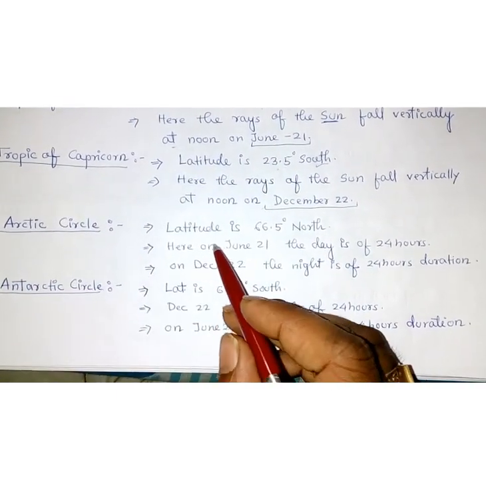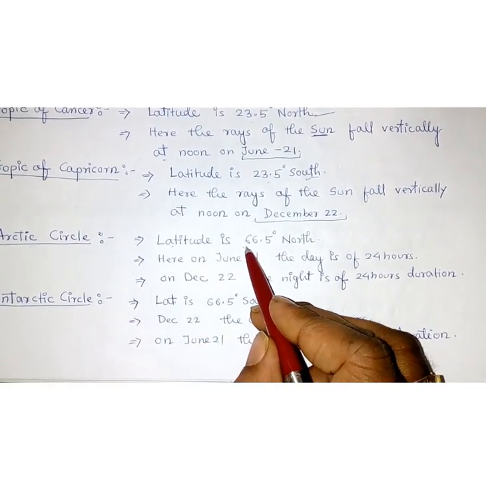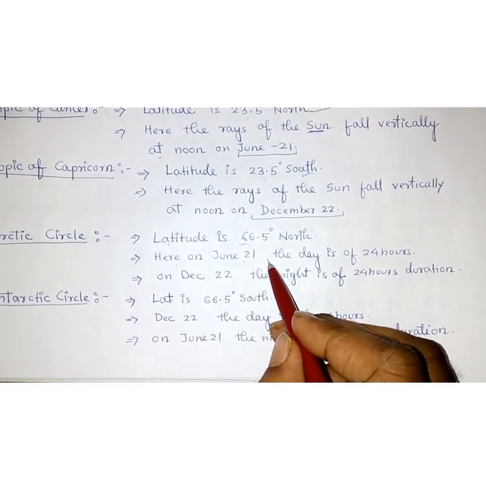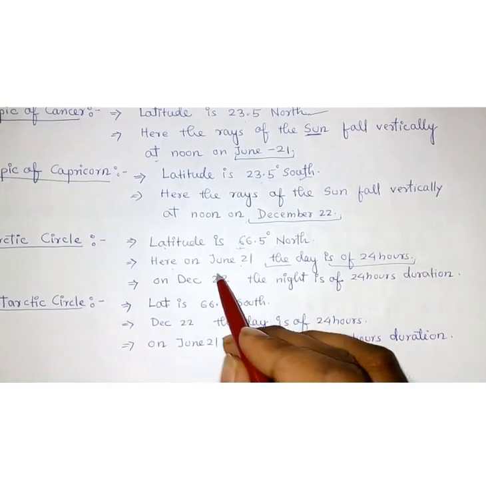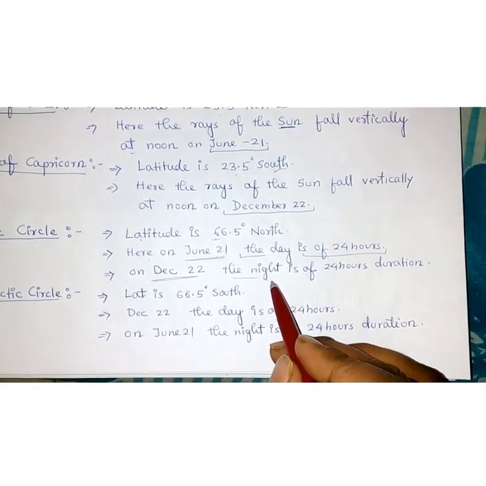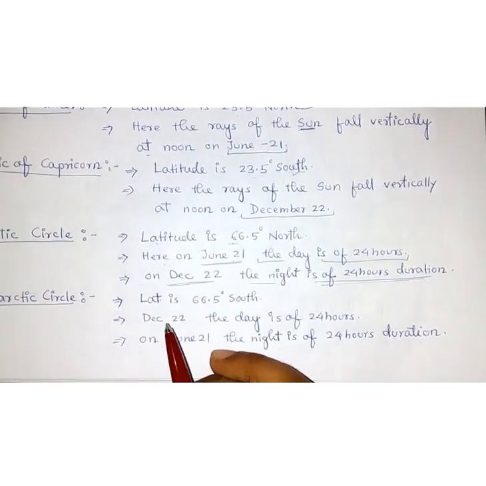Next, talking about the Arctic Circle. What is the Arctic Circle? It lies at the latitude of 66.5 degrees north. Here on June 21, the day is of 24 hours. On December 22, the night is of 24 hours duration. You have to remember this one.